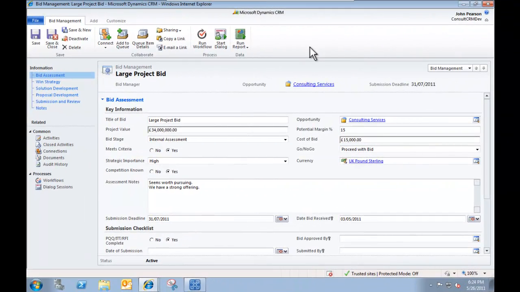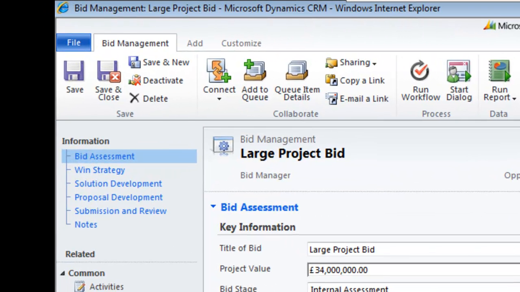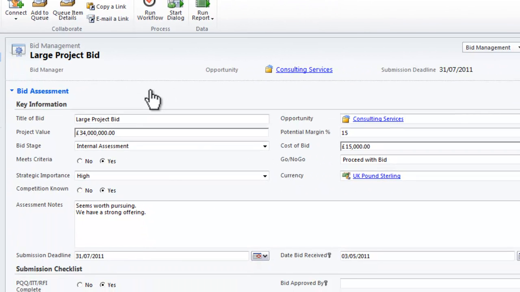Okay, so here we are on the bid management overview. The first thing you'll notice on the left hand side is that there are a series of stages that the bid would move through. These are fairly generic terms that can be tailored to your specific needs, but typically it would move through the early stages of bid assessment. You'd be looking at your own win strategy, you'd be moving on to the solution development, your own proposals, and then finally into submission and review. You can track and store information all the way through this process, and that can be reported on at any time as you move along.